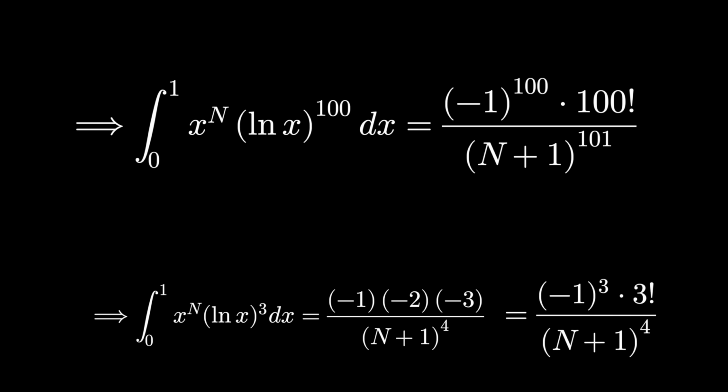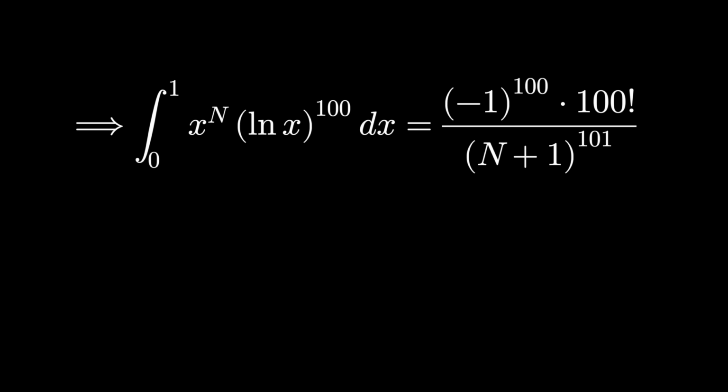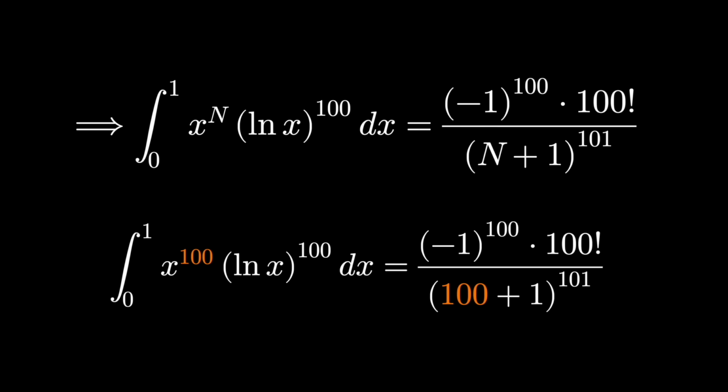And the pattern on the right, minus 1 to the 100th times 100 factorial over n plus 1 to the power of 101. And now we have a function that gives us this integral for whatever power of x we'd like. In particular, we wanted x's power to be 100. So let's just substitute 100. We'll have the integral we're interested in, and we get the result as well.